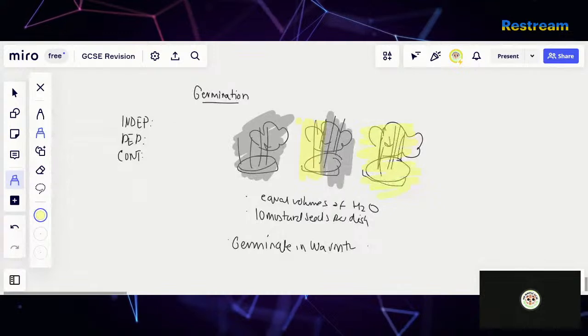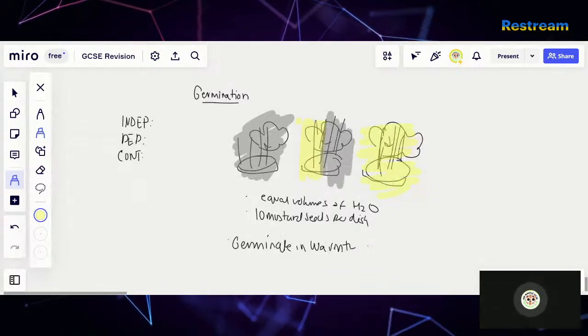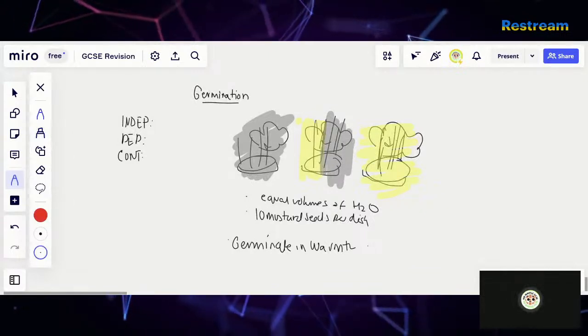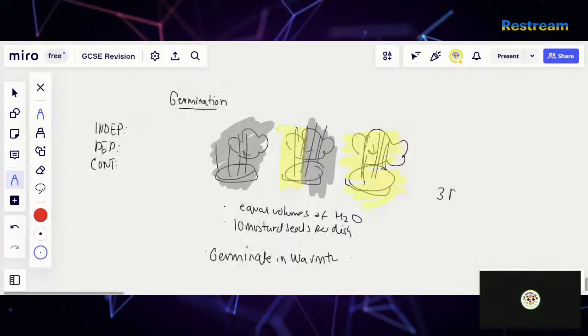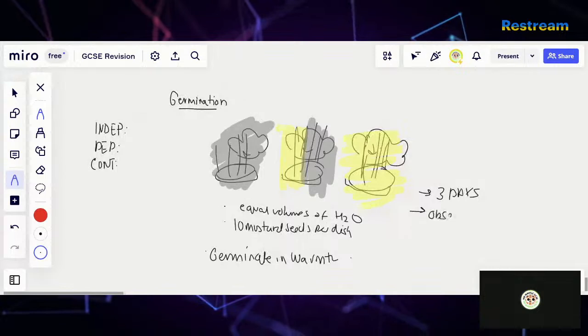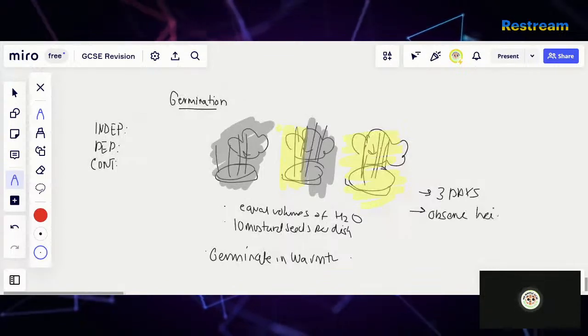Now you're going to observe the height each day over 3 consecutive days. So you're going to wait 3 days, and then you're going to observe the height each day, and you can record this.